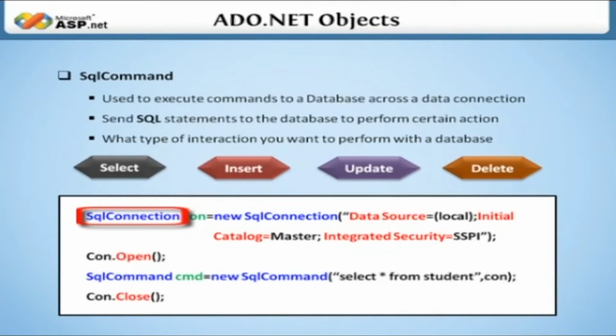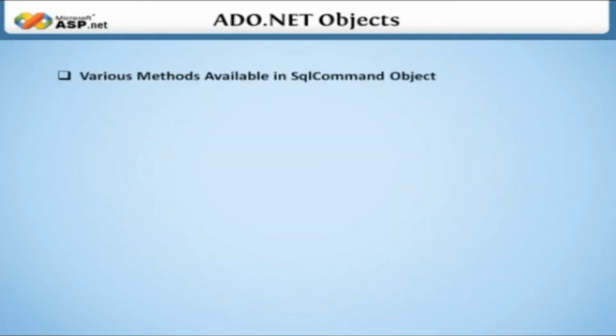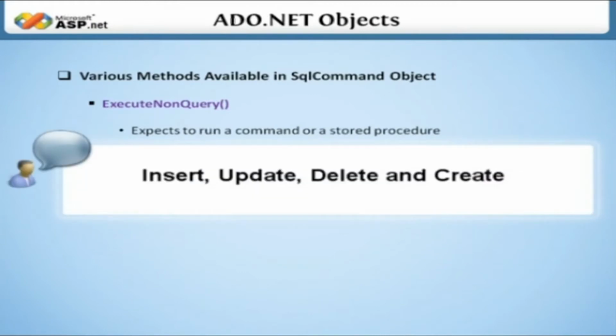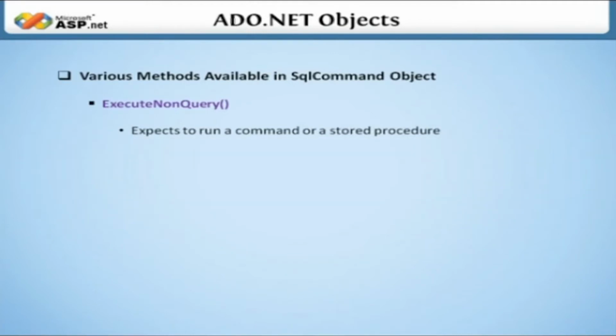Here, SQLConnection object creates a connection to the database. Using SQLCommand object, we are passing query string and connection object as a parameter to affect the database table. There are various methods available in command objects, and they are ExecuteNonQuery. This expects to run a command or a stored procedure that affects the state of a specified table. We can use this method to perform manipulation like insert, update, delete, and create on the database table.